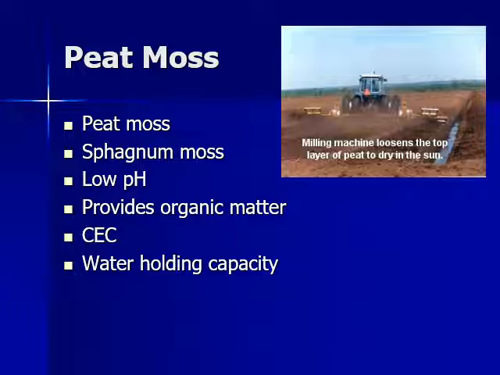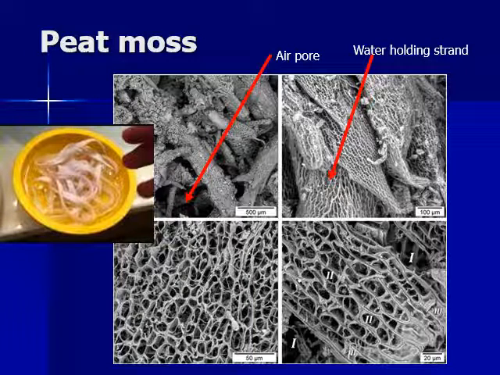But peat moss definitely is the most popular for lots of reasons. It's got the correct pH, has organic matter which will support life like beneficial fungi and bacteria, has decent cation exchange capacity, and has excellent water holding capacity. So those are all properties we really like.